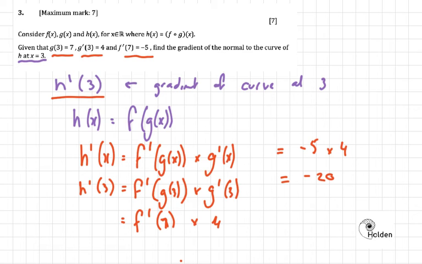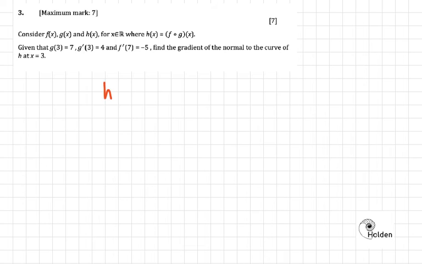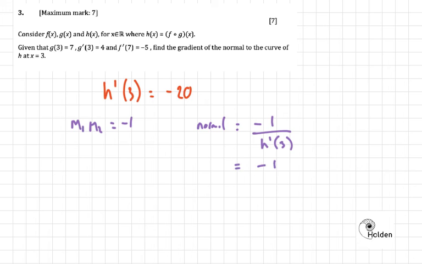So that's the gradient of the curve of h when x is 3. But we need to find the gradient of the normal. So we know h'(3) is equal to negative 20. When we're dealing with the normal, we're actually dealing with m1 times m2 is equal to negative 1. So the gradient of the normal is negative 1 over h'(3). In this case, h'(3) is negative 20, so the gradient of the normal is 1 over 20.